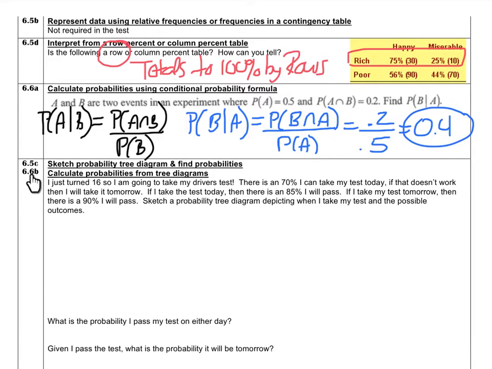6.5c and 6.6b are very similar, so I'm going to put them together. I'm going to sketch a probability tree diagram and find probabilities. And then we're going to calculate probabilities from the tree diagram. So let's go ahead, read the problem, and set this up.